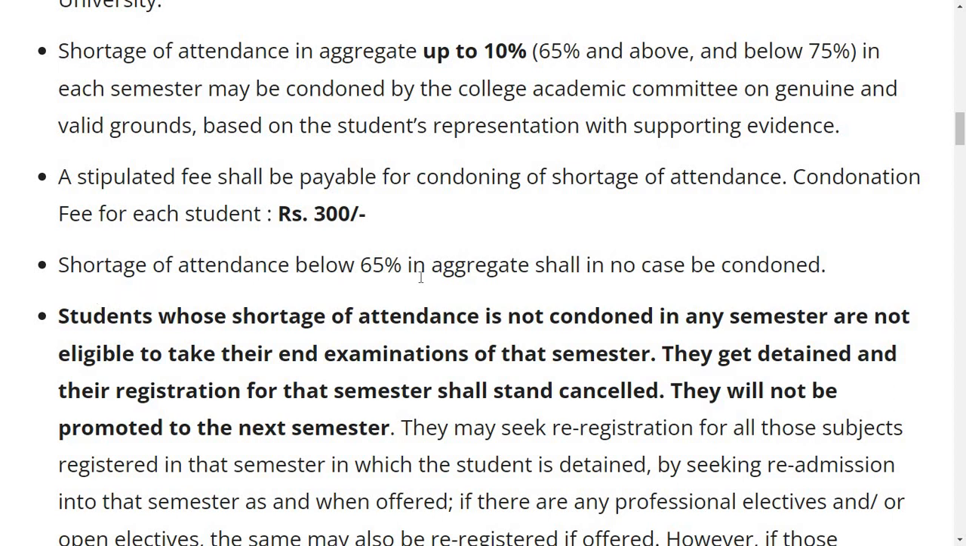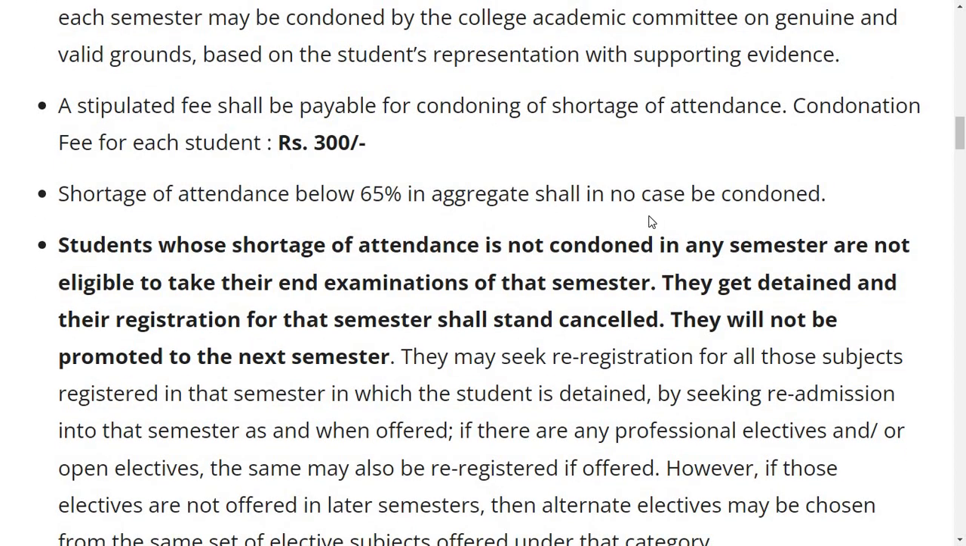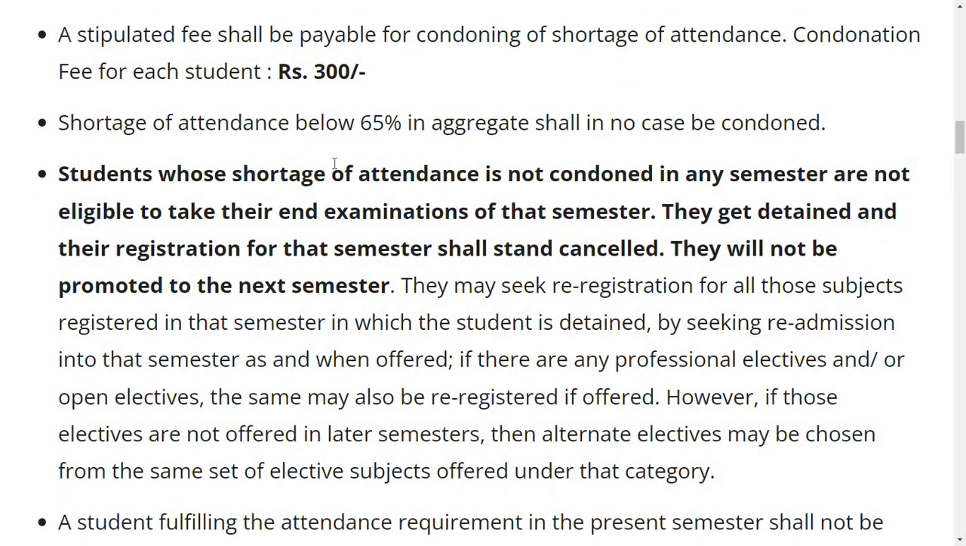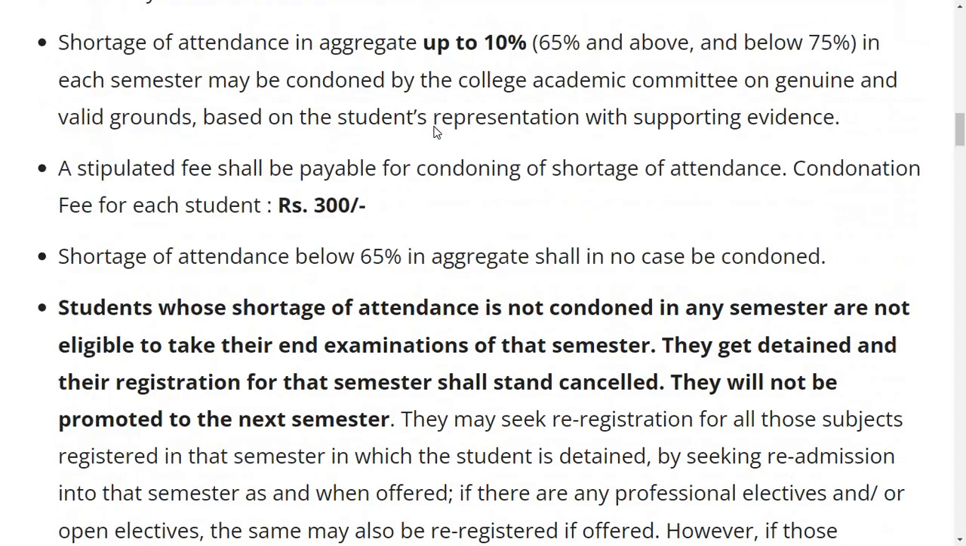Shortage of attendance below 65% in aggregate shall in no case be condoned. So up to 65% is valid, and you can attend your examination. But make sure you get satisfactory notes from your college staff about how much attendance you have and how to fulfill it, because you still have more days. From tomorrow you can go to college and attend. If you go to college regularly, day by day the attendance will also increase, so you don't have to pay money if you fulfill the 65% requirement.